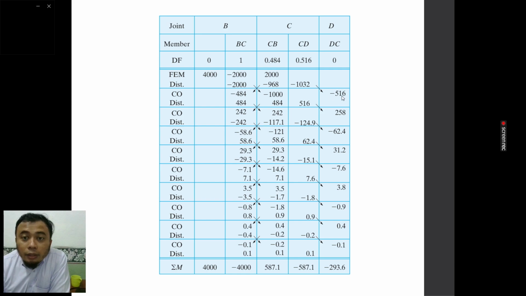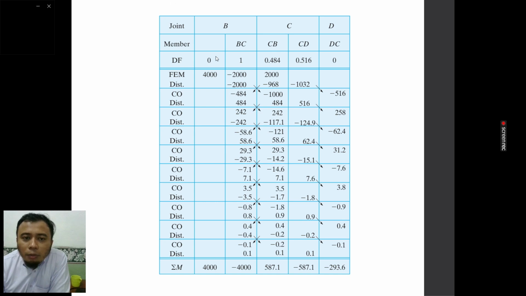Then DC is a wall, so wall times 0, there's no distribution. Unlock, unlock, doesn't matter. And then carry over 516, you get 258, and so on. And continue this process until you get a very small amount. People will say that 2 decimal points of 0, like 0.01, and you can stop. But in this example, it stops at 0.1. But it's considered good already.